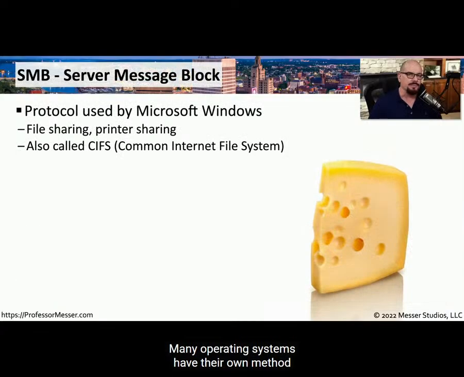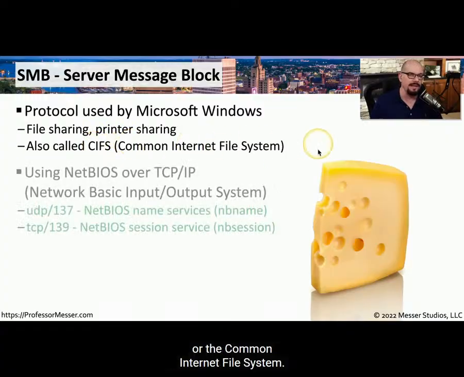Many operating systems have their own method of transferring files and information between devices using that operating system. Windows commonly uses Server Message Block, or SMB, to be able to provide this connection. This is the protocol commonly used by Microsoft Windows, so if you're transferring files between devices or you're sending a print job to a printer, it's probably using SMB. You might also hear SMB referenced as CIFS, or the Common Internet File System.